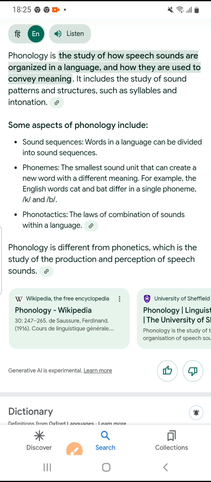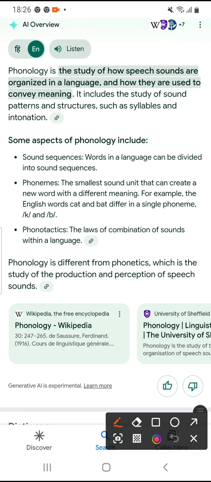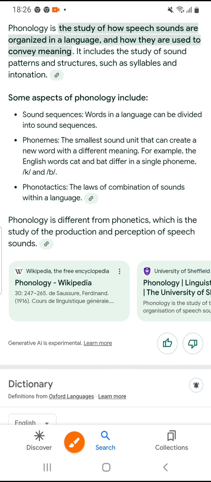So let us start. Phonology is the study of how speech sounds are organized in a language and how they are used to convey meaning. So how speech sounds are organized and convey meaning, this is the study of phonology.